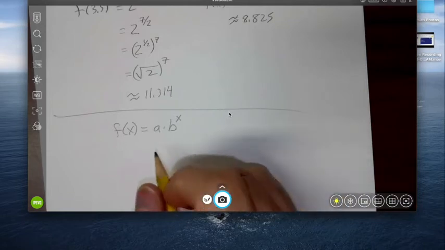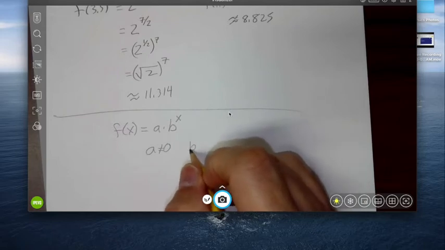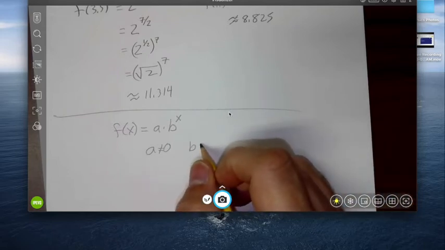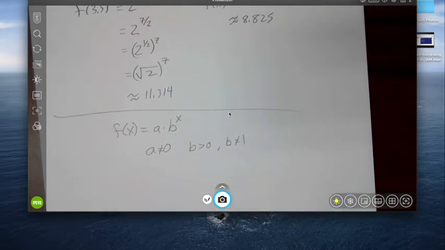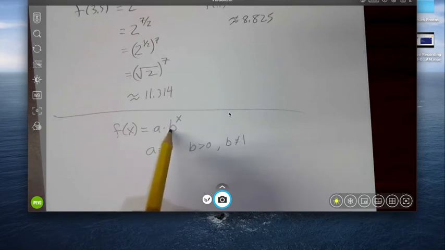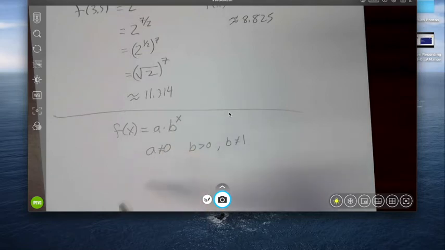All right, where a is not 0 and b is greater than 0 and not equal to 1. So typically a can be just about anything except for 0, and b can be any positive number, so anything bigger than 0, except if b is 1, then this becomes really boring, right? 1 to the x is just going to be 1 all the time. But in general, a is just anything but 0, and b is any positive number except for 1.